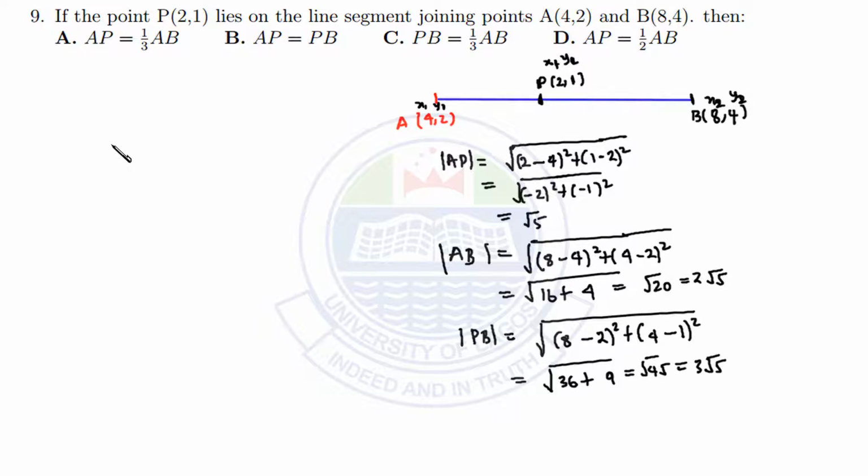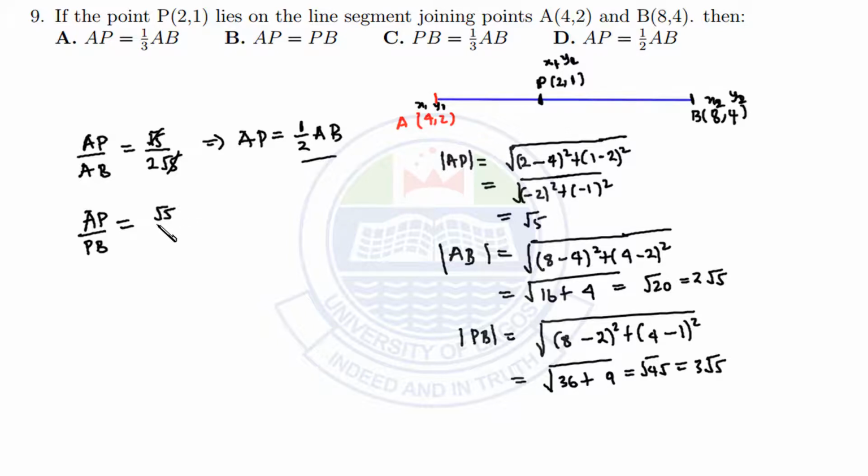Now let's try to take the ratio. Let's look at the relationship between AP, AB, and PB. If I take AP and AB together, the ratio of AP to AB is the square root of 5 divided by 2 square root of 5. The square root of 5 cancels, so AP equals 1 over 2 AB. And let's take the relationship between AP and PB. I have the square root of 5 over 3 square root of 5, so this cancels, which implies that AP equals 1 over 3 PB.